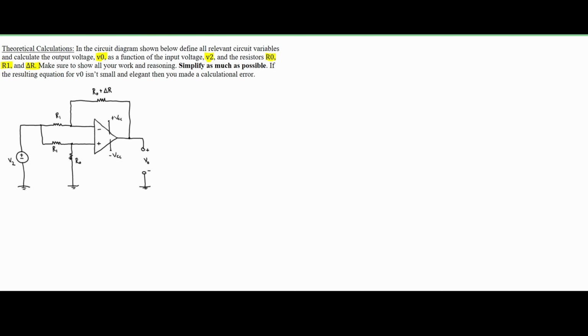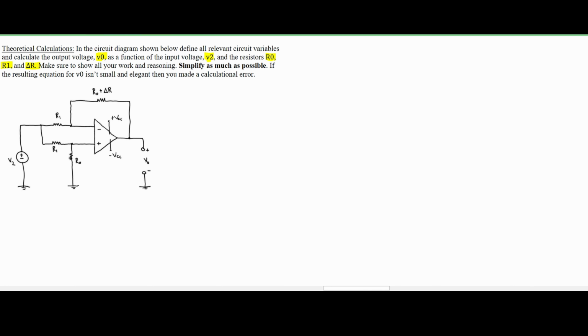In this problem, it's a pre-lab problem, pre-lab 5 for the second week. We have this theoretical calculation that we need to do. We have a V0, a V2, a R0, an R1, and a delta R that we're going to use in our calculation. We're given this op amp and we need to make a simple, elegant equation for this if we were to have values we would solve for.